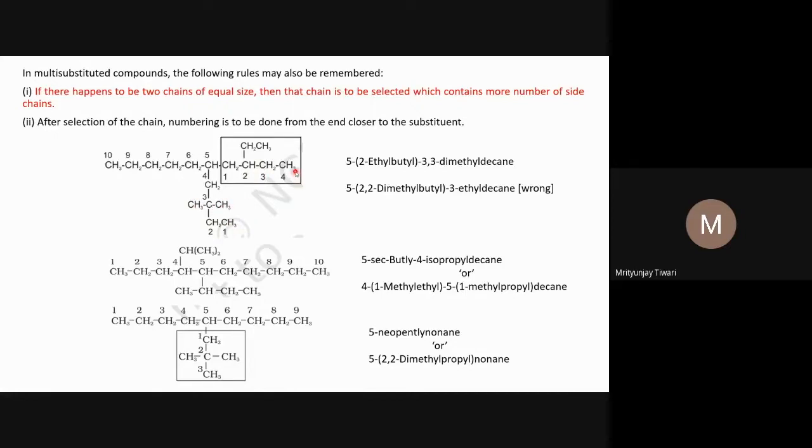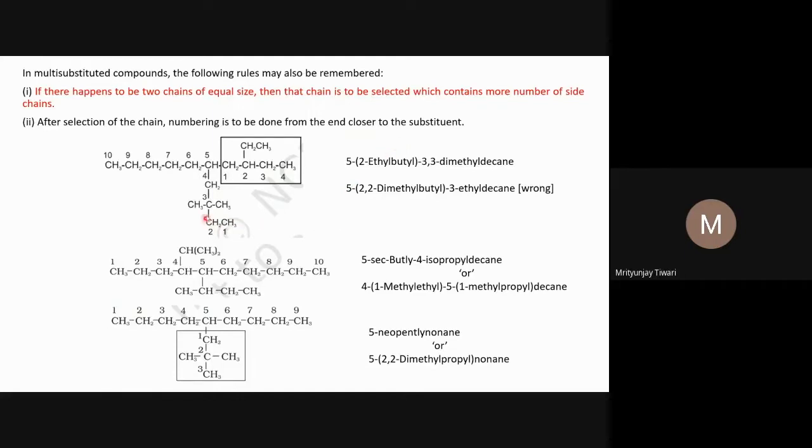And if you consider this way and do the numbering 1, 2, 3, 4, 5, 6, 7, 8, 9, 10, in that case there will be only two branches, one branch here and one branch here. So we consider this chain as the parent chain and not this chain. This is because, as I said, if there happen to be two chains of equal size, then we will select the parent chain which contains the maximum number of substituents.